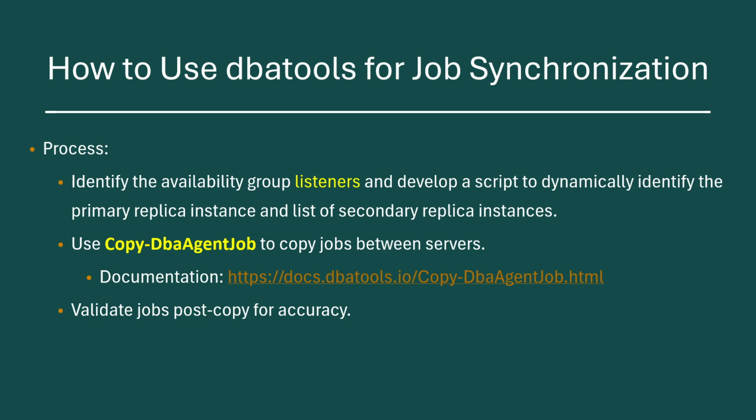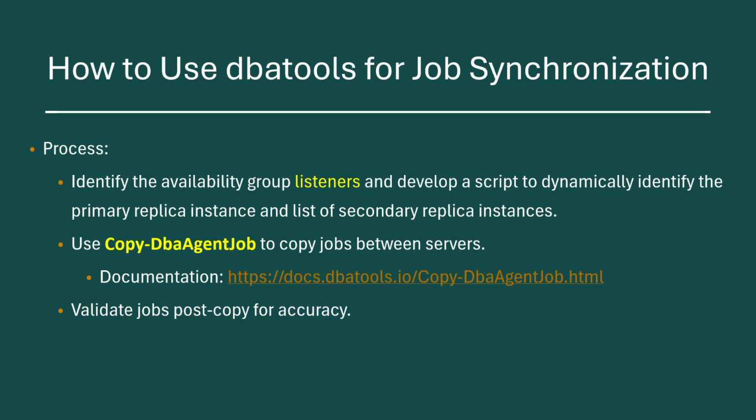The script I'm going to show you only requires you to provide the list of availability group listeners, and it will dynamically identify the primary and the secondary replica instances. As such, it will replicate the jobs from the primary instance to the secondaries. Depending on how you want to synchronize the jobs, if you use the force option, it will drop and create all the jobs from the primary and copy them over into the secondary. But if you don't use the force option, it will check if the job exists, skip it, and only create new jobs.